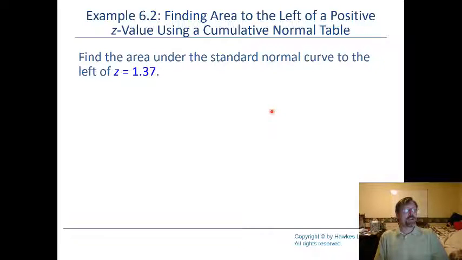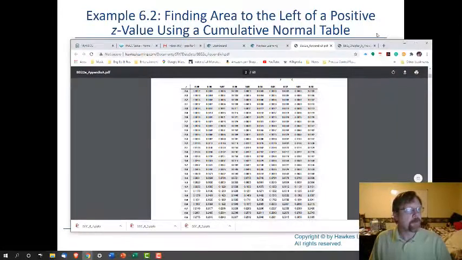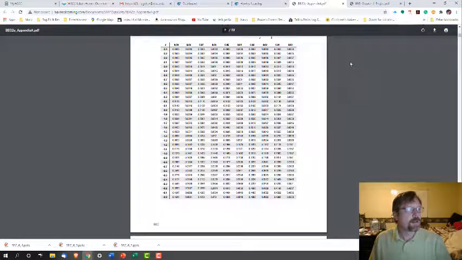All right, so let's see how this works. We want to find the area under a standard normal curve, what the area is to the left of 1.37. So go ahead and pull up the table. I've got it right here. There we go. We want 1.37.